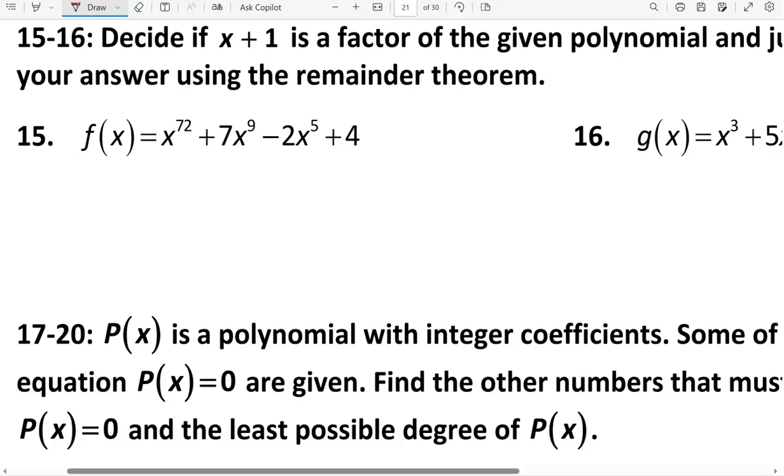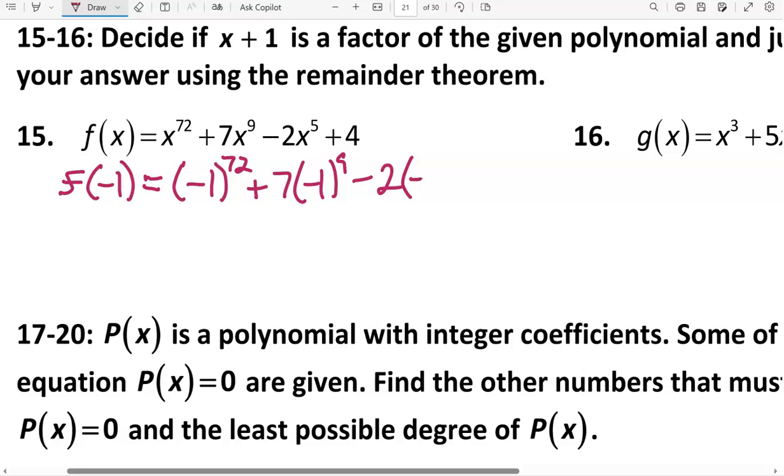In 15 through 16, we're deciding if x plus 1 is a factor of the given polynomial and justifying the answer using the remainder theorem. So if we're finding the remainder when we divide by x plus 1, that's equivalent to finding f of negative 1. And f of negative 1 is negative 1 to the 72nd power plus 7 times negative 1 to the 9th power minus 2 times negative 1 to the 5th power plus 4.